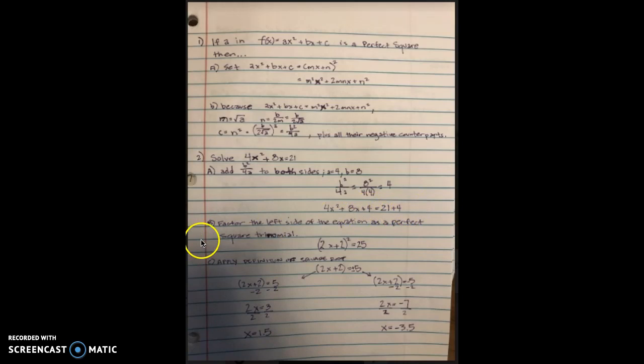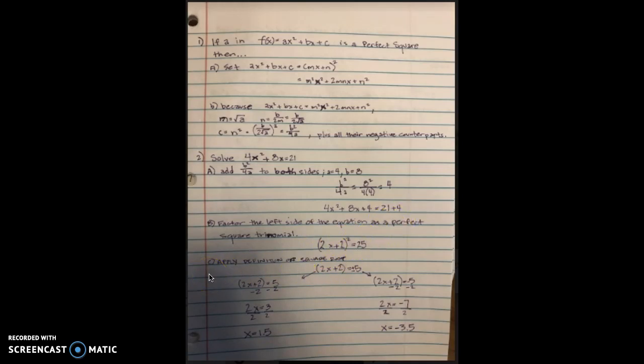So we are going to factor the left side of the equation as a perfect square trinomial. In order to do that, we find the square root of 4, which is 2, and we get (2x plus 2). If we work this out, it comes out to this equation: (2x plus 2) squared equals 25. That's 21 plus 4.